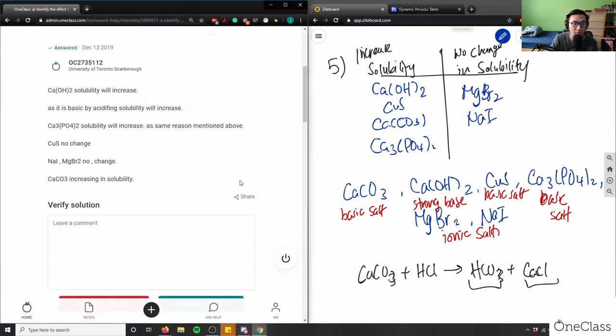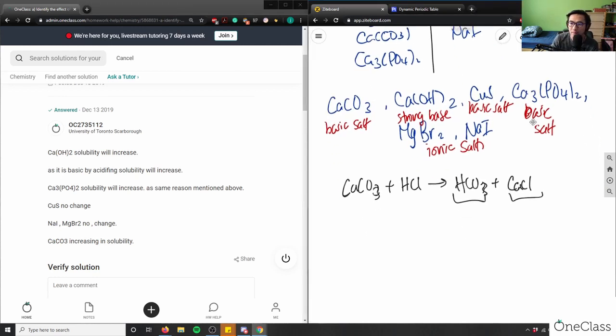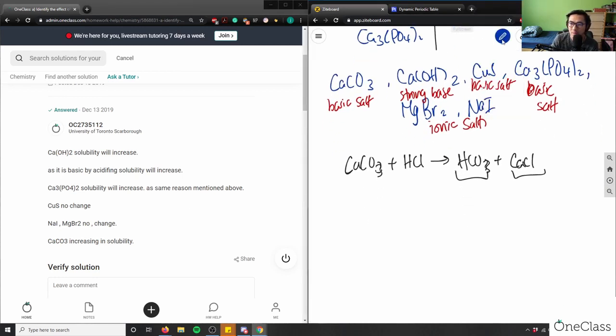So let's look at our answer here. Increasing as it is basic, so acidifying, good. Ca3PO4 is calcium phosphate, will increase because it's a basic salt, good. CuS is no change. CaCO3 is increasing. I don't know why they put CuS as no change here. Is it a basic salt? I'm not sure about this one because I put it here as a basic salt, right?